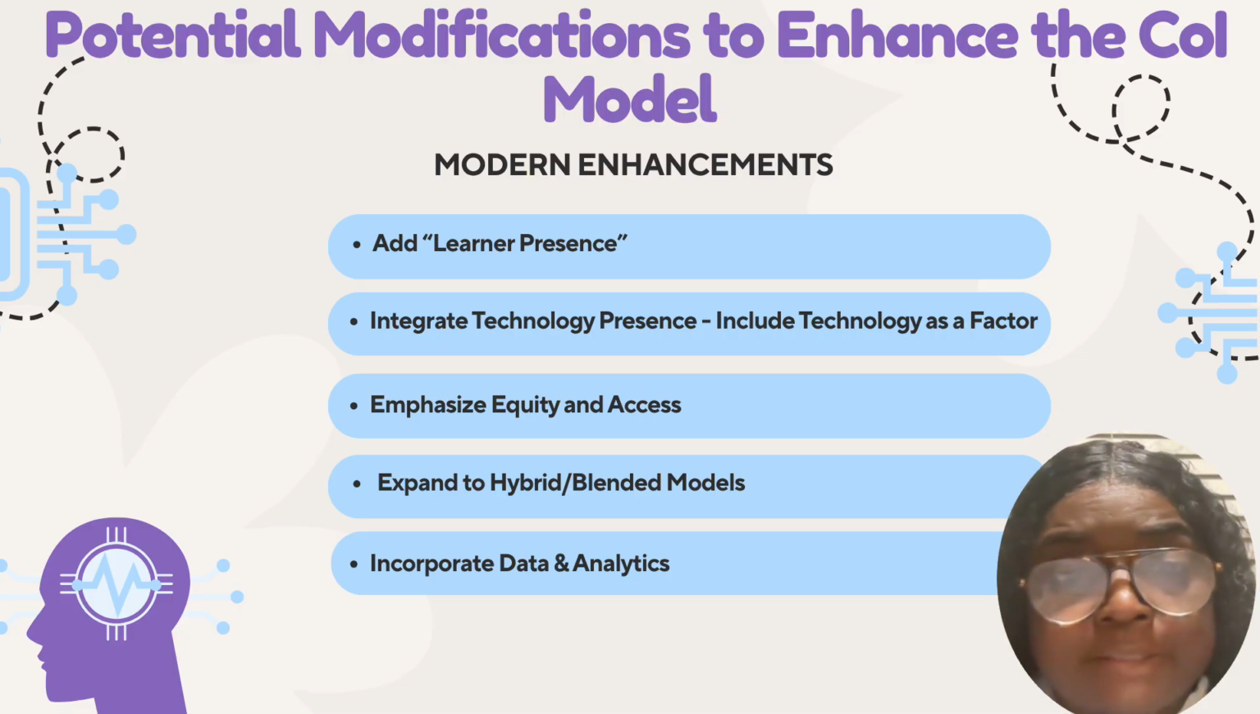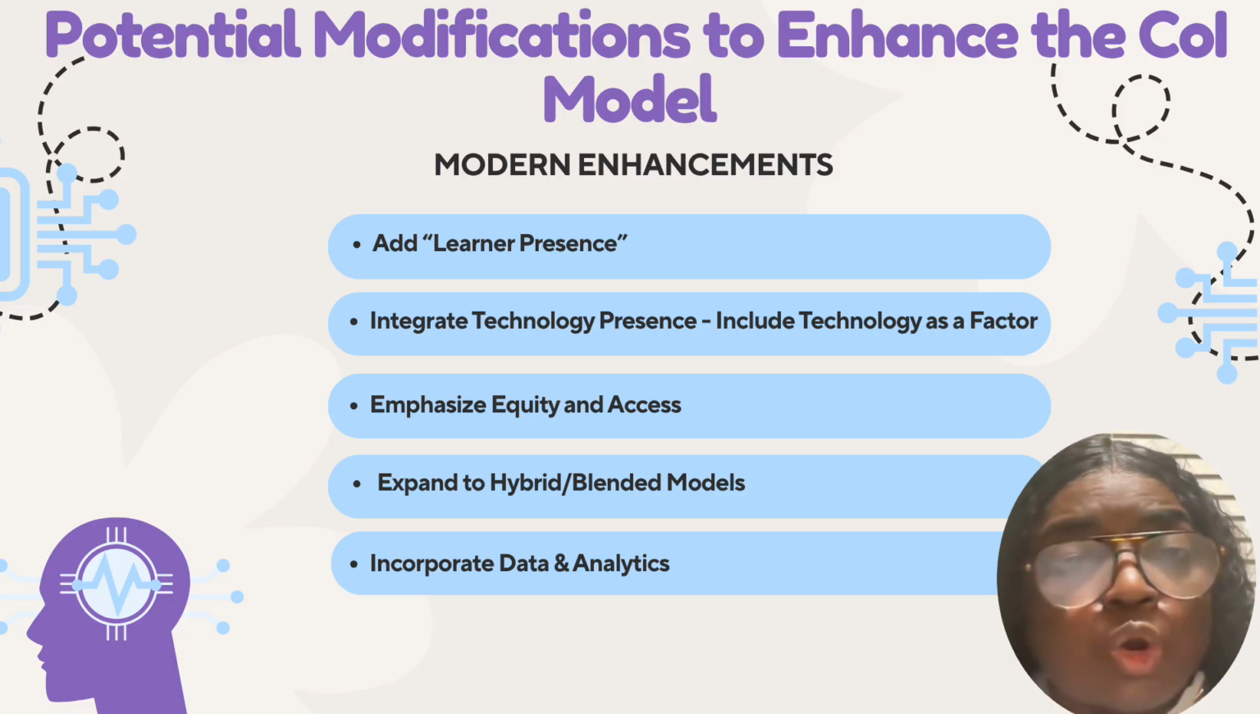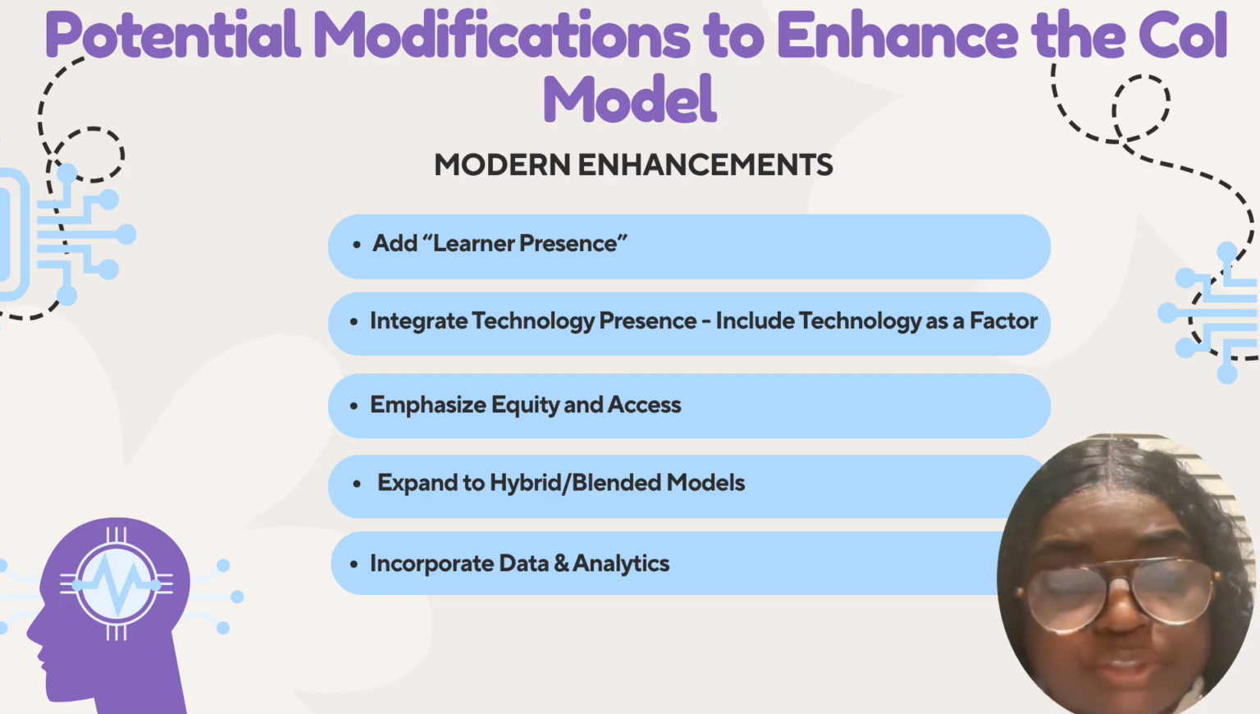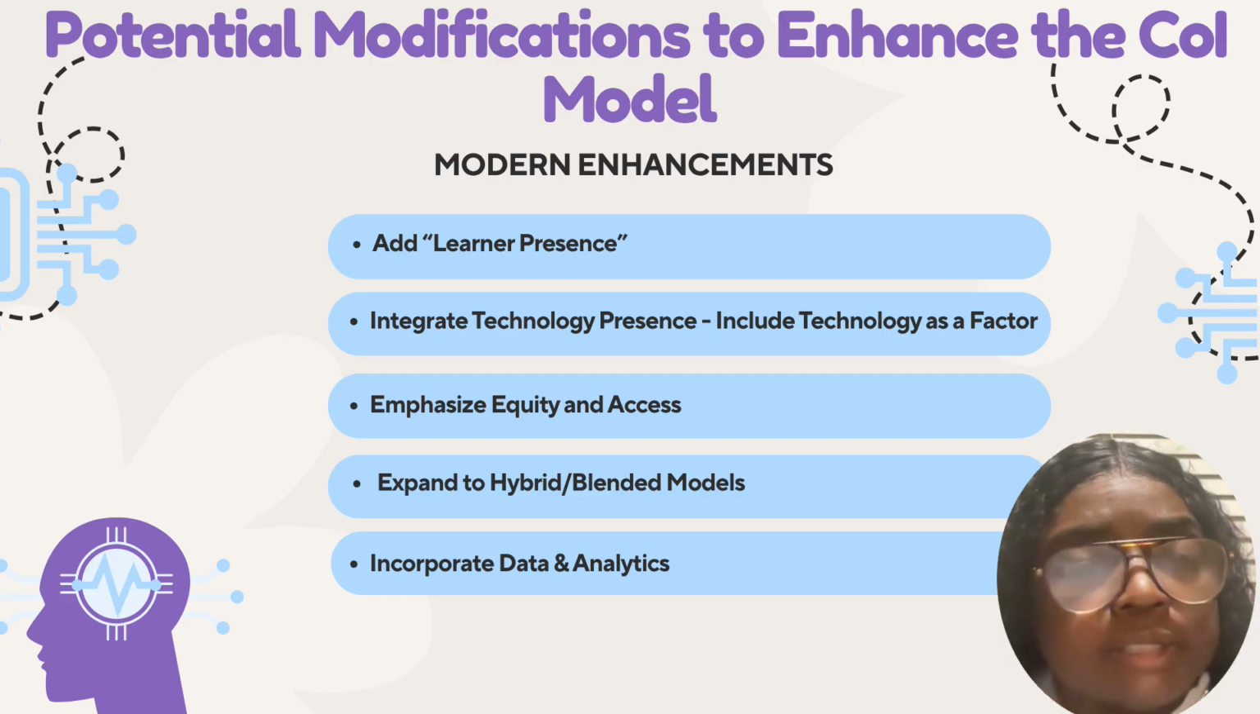Three, emphasize equity and access. Consider digital divide, accessibility, inclusive design. Four, expand to hybrid blended models. We now teach face-to-face, online, and blended. These models need to reflect that flexibility. CoI should explicitly address in-person plus online integration. Flexible learning environments. Lastly, incorporate data and analytics. Use learning analytics and engagement tracking tools to improve teaching presence and student outcomes.